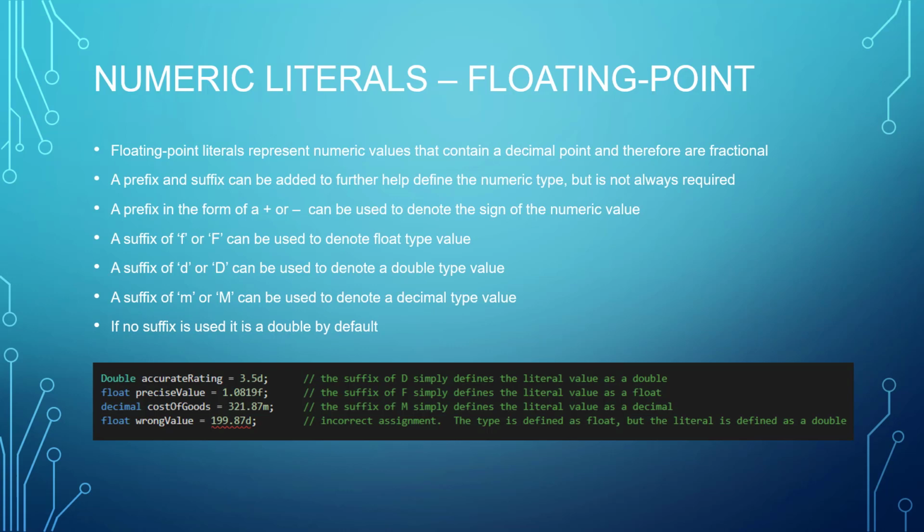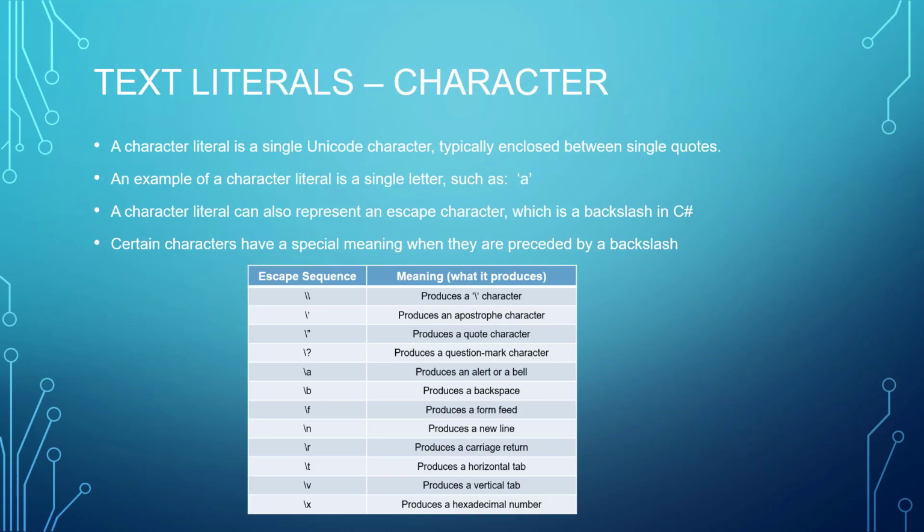Okay, so let's move forward. Text literals. There are a couple of different types of text literals, and the first one we're going to focus on is character. A character literal is a single Unicode character typically enclosed between single quotes, and it represents a single character. An example of a character literal is a single letter, such as the letter A, and we put single quotes around it. So single quotes around a single character represent a character. Double quotes represent a string.